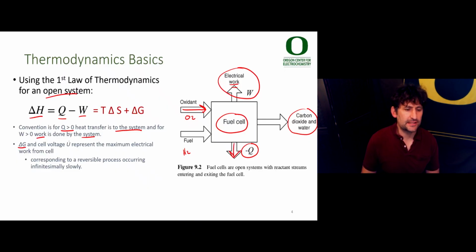Delta G with a cell voltage of U represents the maximal electrical work the fuel cell can do, and that corresponds to a reversible process occurring infinitesimally slowly. Any real process will have inefficiencies, and we won't get the full free energy of the chemical reaction because we have to use some of that free energy to drive the various electrode processes: transport, concentration polarization, electrochemical kinetics.